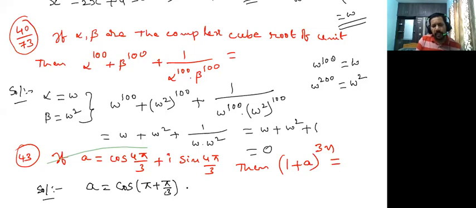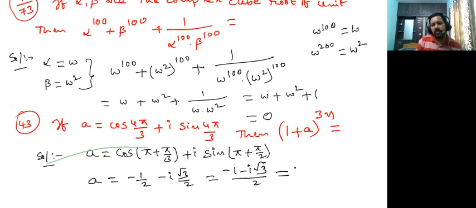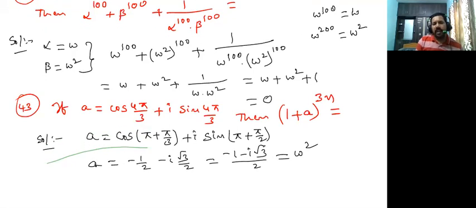Pi plus pi by 3 means which quadrant? Third quadrant. In the third quadrant, sine and cos both are negative. Both are negative. That means here we get minus 1 by 2, here minus i root 3 by 2. Overall, observe this: minus 1 minus i root 3 by 2. Is this omega or omega square? Tell me, anybody? This value should be omega square. So finally, A value is omega square.